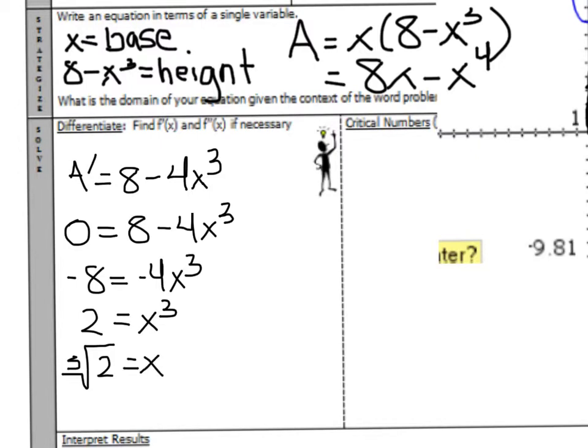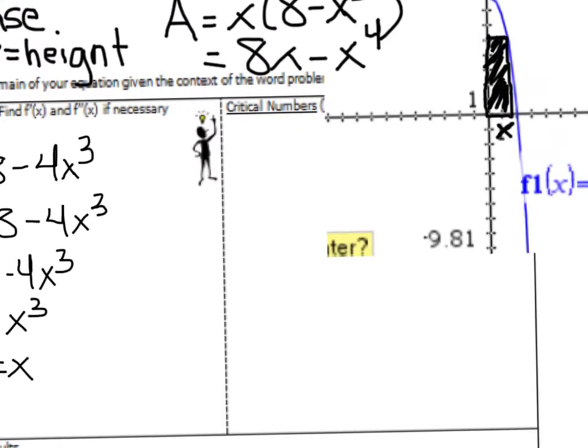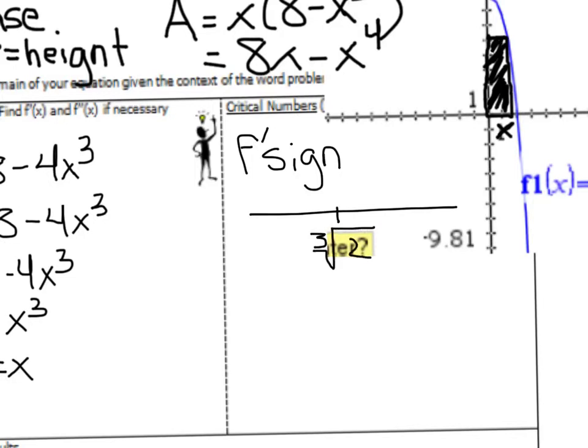Fantastic. Now, we would always want to check to make sure that truly is a maxima and not a minima, and we know that we can do that by looking at a sign chart. So if you were to do a quick first derivative sign chart and test it out at the cube root of 2, we would see, like, if we plugged 1 into the derivative, the value would come out positive, and if I plugged in 2, it's going to come out negative. So yes, I do have a maxima.